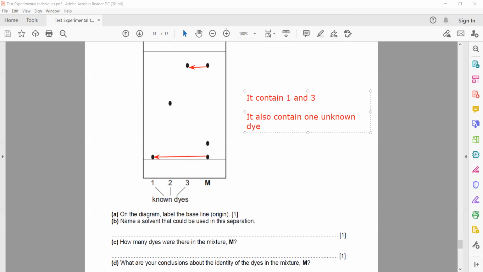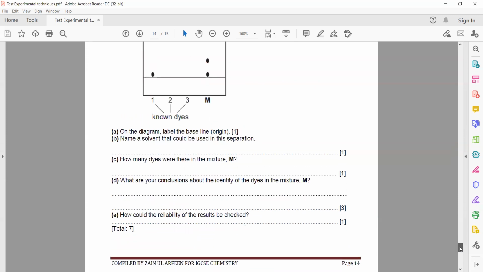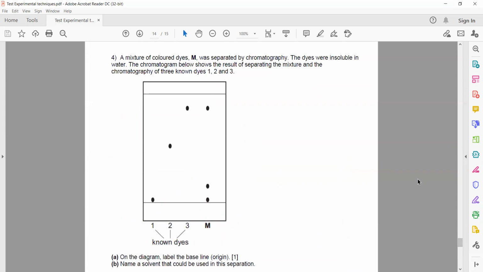So this spot, we don't know which substance is responsible for it. So this is an unknown dye. There are 2 known dyes, 1 and 3, but there is also another extra spot. So it means that is the unknown dye. And why is it 3 marks? 1 mark is for mentioning it contained 1. 1 mark is for mentioning it contained 3, and 1 mark is for mentioning it contained any unknown substance.